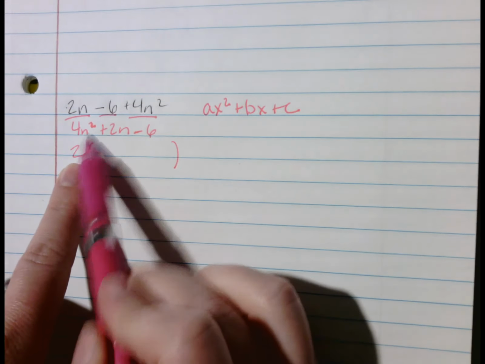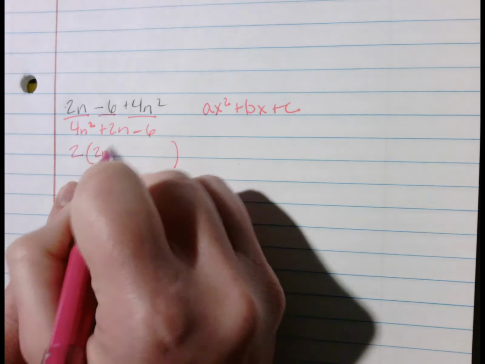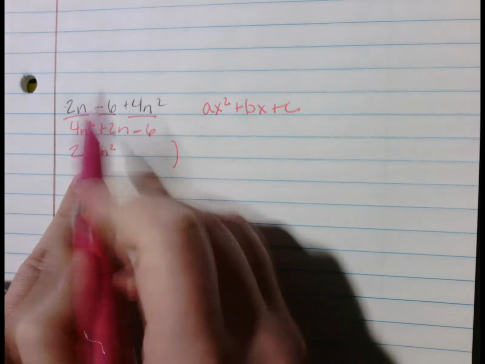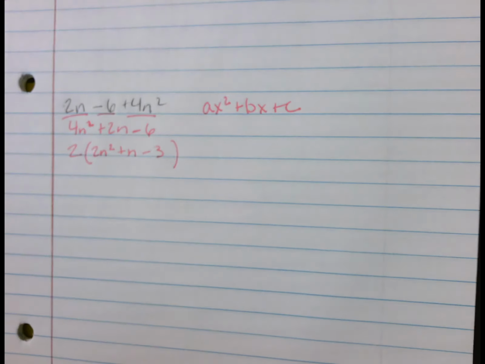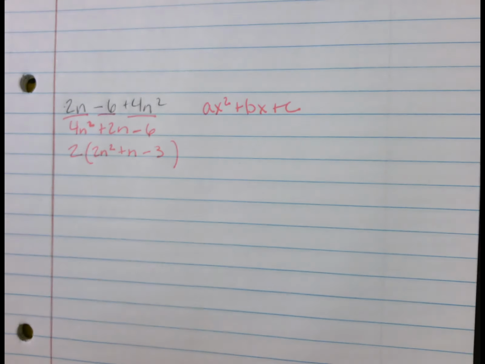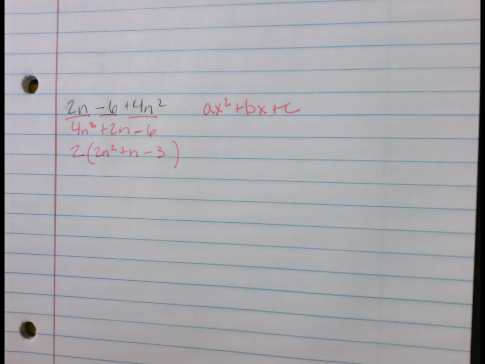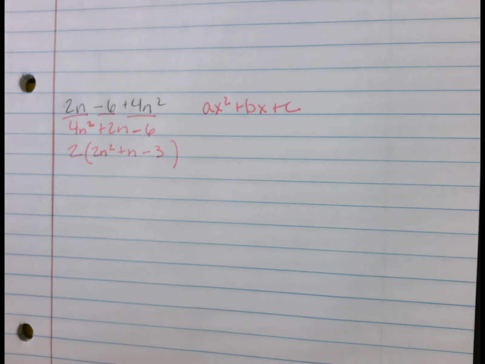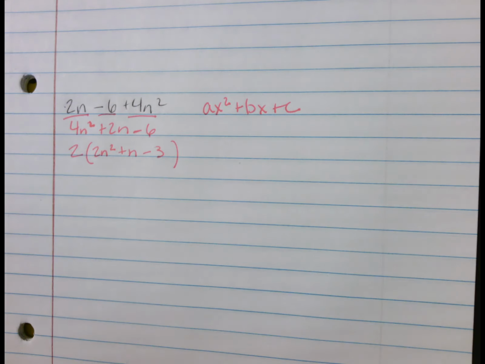So 4n squared divided by 2 is 2n squared. 2n divided by 2 is just 1n. And negative 6 divided by 2 is negative 3. Okay, so once we've done that, it should look oddly familiar because it is a problem that we've already done, but we're going to work it out one more time just in case you were a little unsure about it.